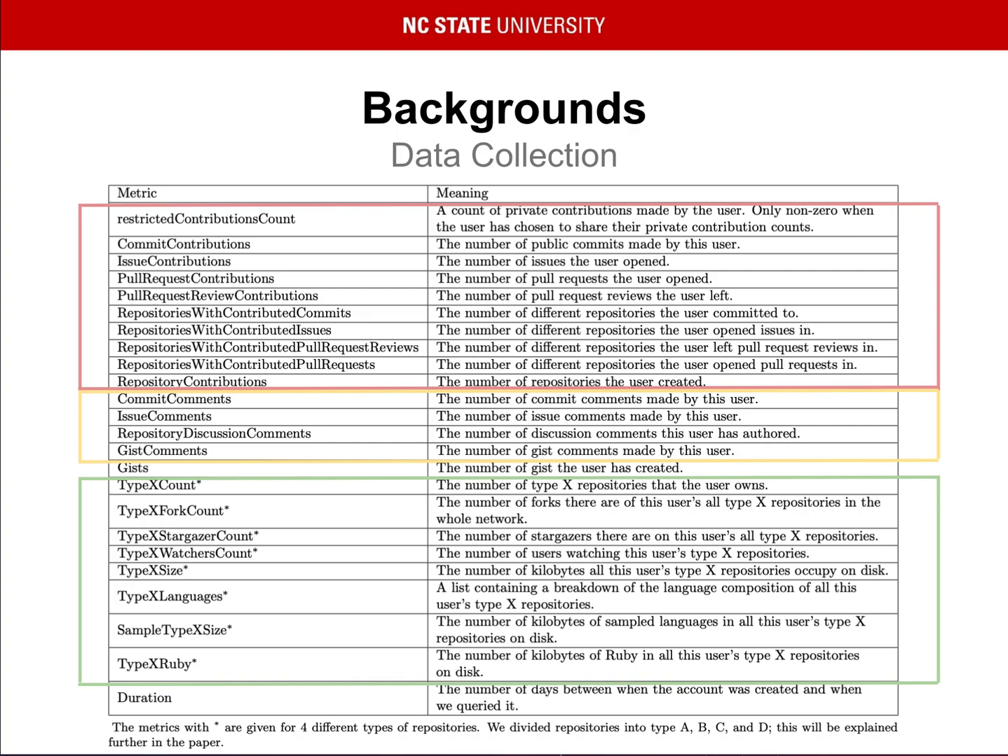The metrics in the yellow box are the number of different types of comments a user created on GitHub. The metrics in the green box are metrics related to user repositories. The details are in our paper. For repositories, we divided the repository into 4 tabs that are represented by the X in this table. I will introduce this in the next slide.